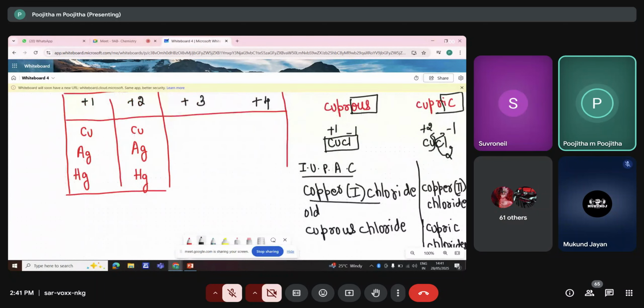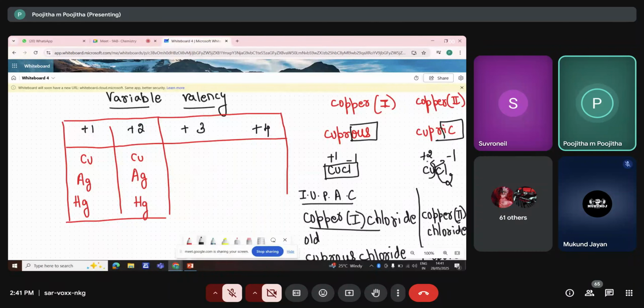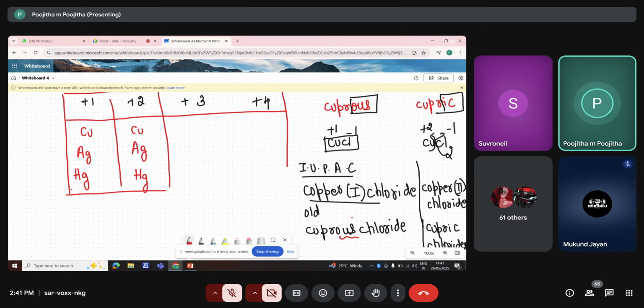So cuprous ion means Cu1 plus ion. Cupric ion means Cu2 plus ion. So copper shows variable valency of what? Plus 1 and plus 2. Similarly, silver also shows variable valency of plus 1 and plus 2. According to the old system of naming, what is the Ag1 plus ion called? Argentous, because the lower valency name should end with OUS. So argentous, argentic, or silver 1, silver 2. Similarly, the mercury 1 ion is called mercurous. Mercury 2 is mercuric. Okay?